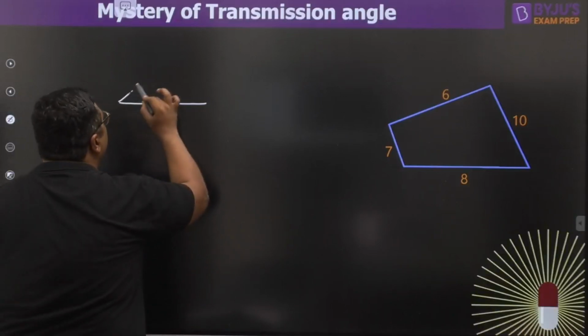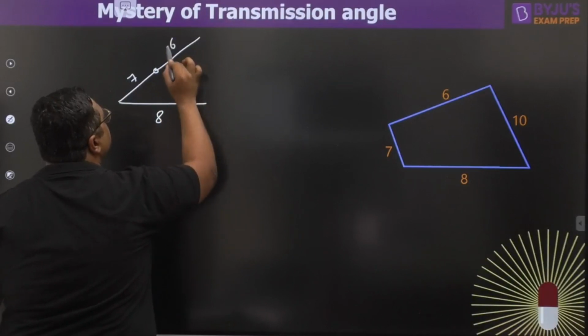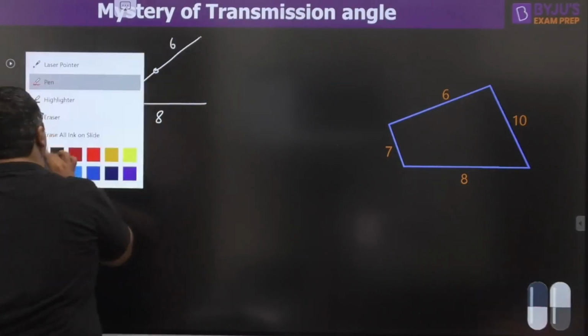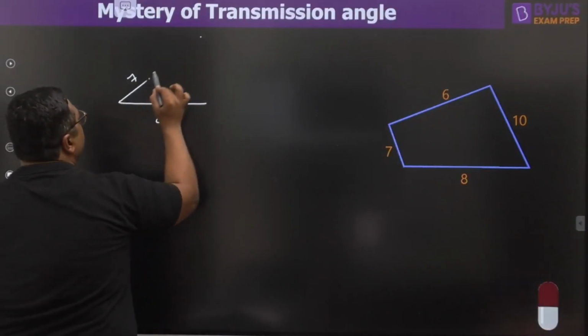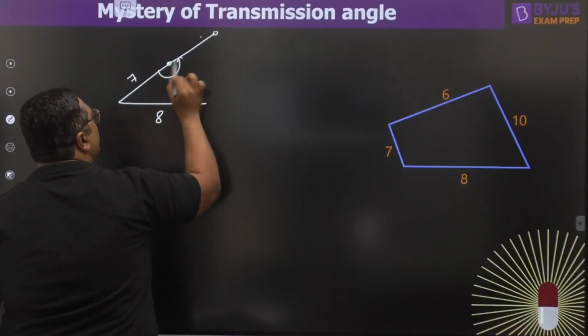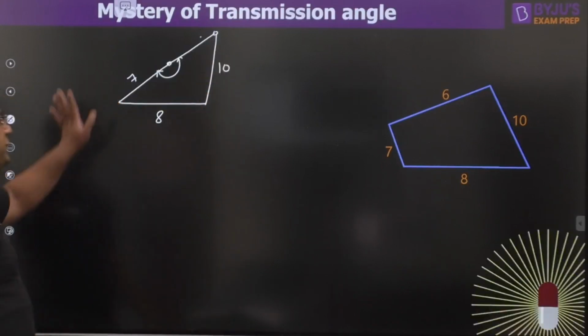When this will be like this, 7, this will be like this, 6, and this is going to be, okay, let me make it properly. First of all, this is 7, this is 6. When it is going to be like this, the link is 10. It is becoming a triangle.